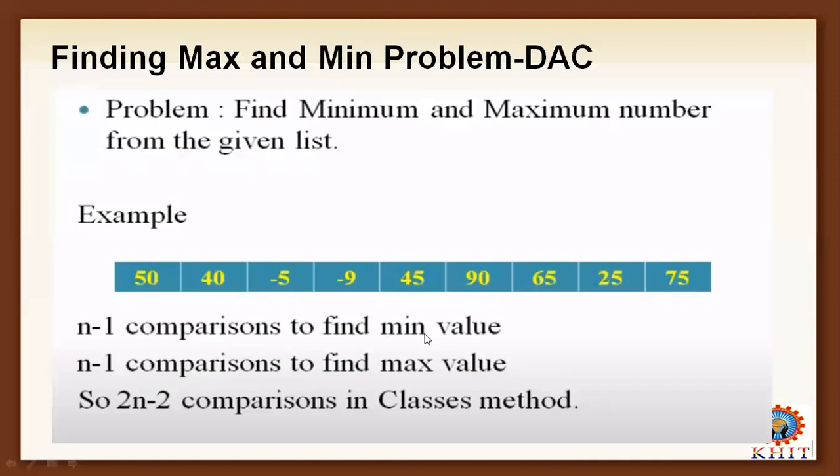We need to find both the maximum and minimum value from the given array. It will take the sum of n minus 1 and n minus 1, total 2n minus 2 comparisons, if you want to find the maximum and minimum element from the given array.